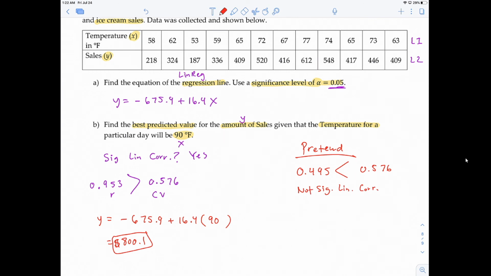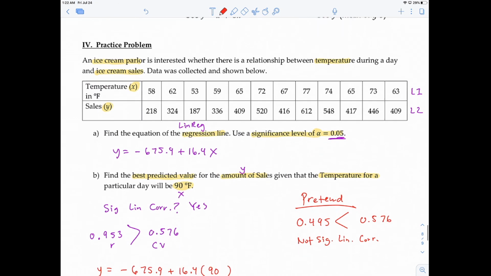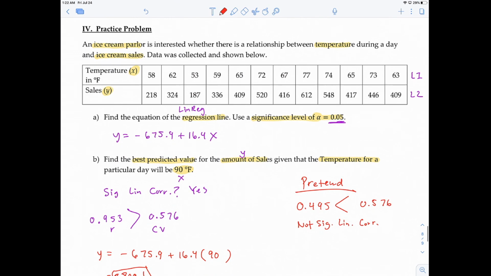So in that case, what do we do? The diagram here says if there's not a significant linear correlation, with the absolute value of R less than the absolute value of the critical value, then the average, the mean of the y's, is our best predicted value. So how do I find y bar, the average of the y's? Well, I can add these values up. Here's the y list. I can add these values up and then divide by 12, which is the number of values.